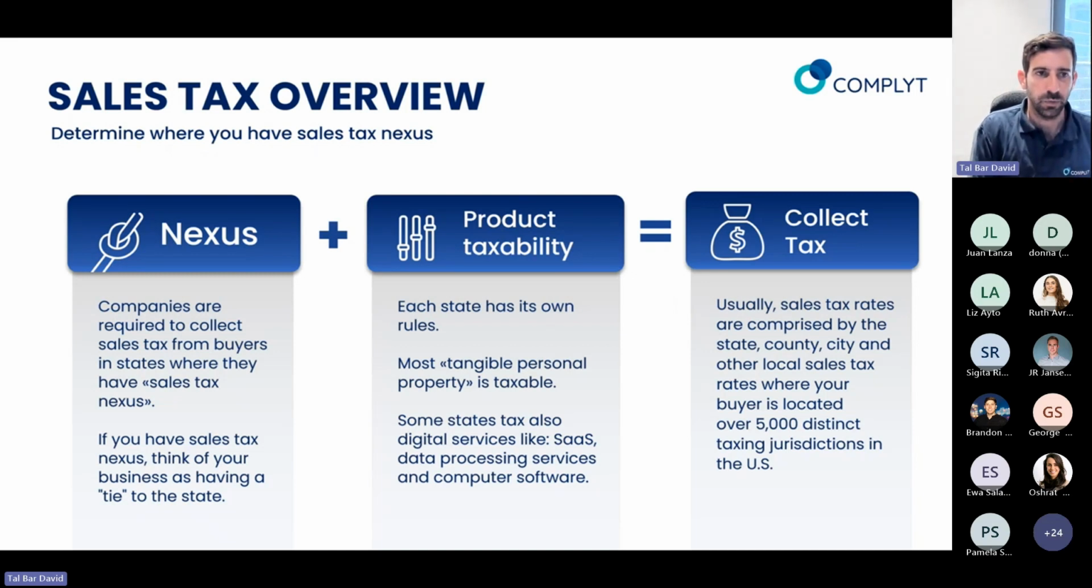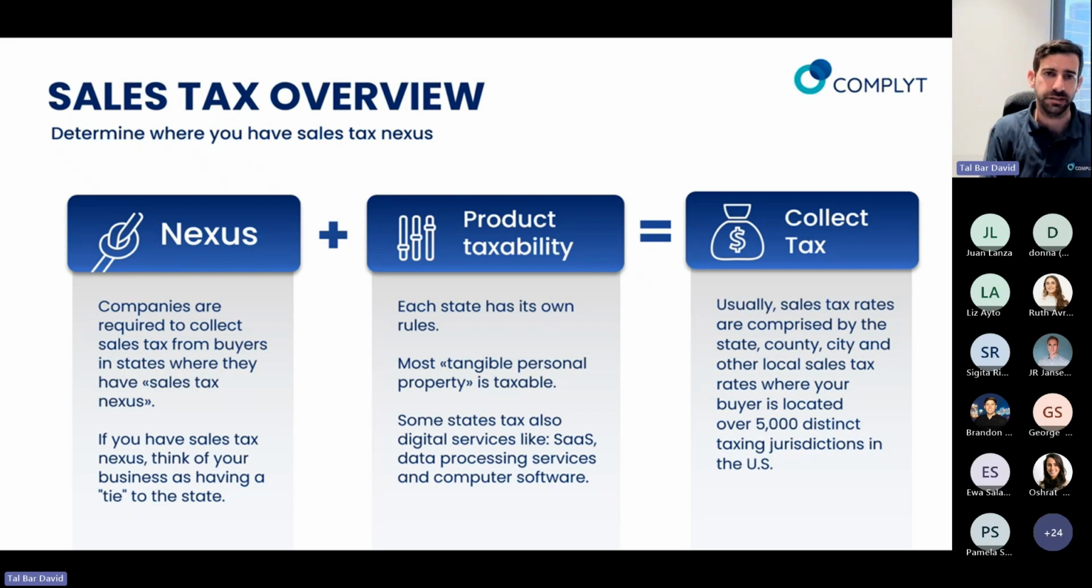After we realize whether we have Nexus in the state or not, the second question is what I'm selling, whether my product or services are subject to tax or not. And this is where it becomes a bit more complex, because every state has different legislation and regulation about different services and products. For example, SaaS is subject to tax in New York, but it's exempt in California. So it very much depends on what you are selling and where you are selling.